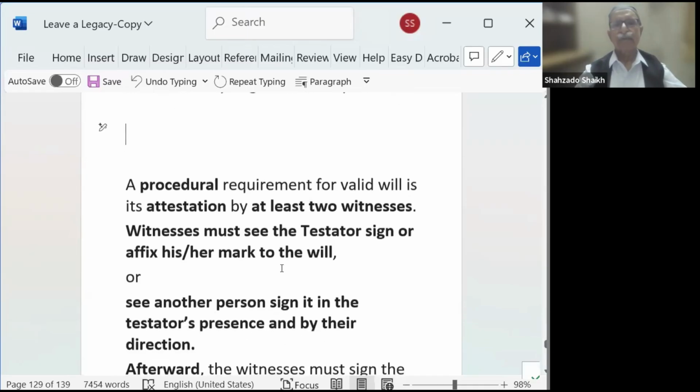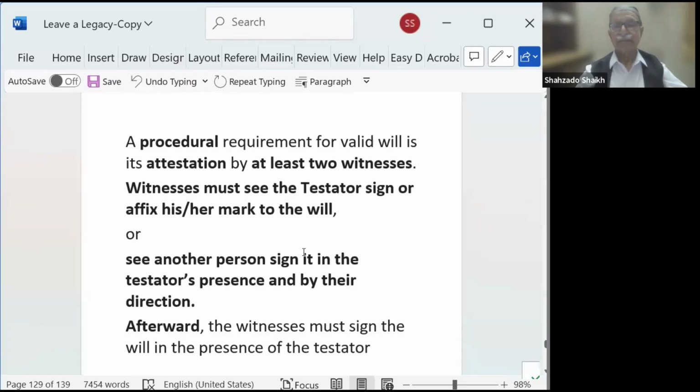A procedural requirement, although it is called a procedural requirement, but it is a legal requirement. Why is it a legal requirement? Because the procedure has been provided in the law. Even if it is procedural, it is law. A procedural requirement for a valid will is its attestation by at least two witnesses in India. You need two witnesses.